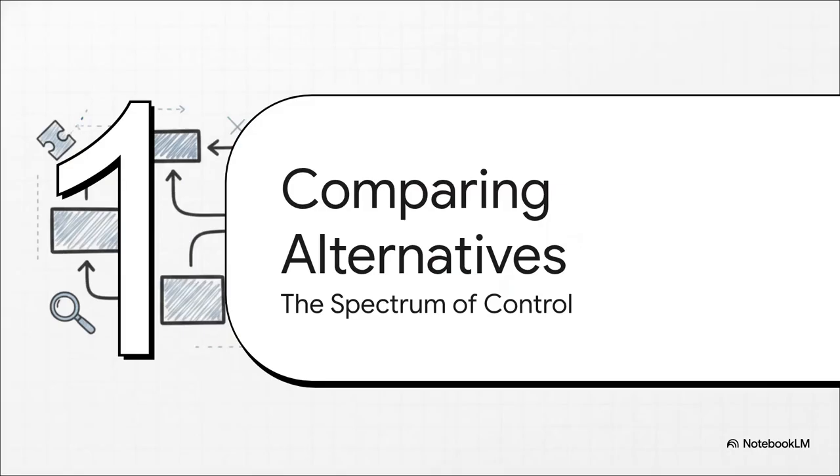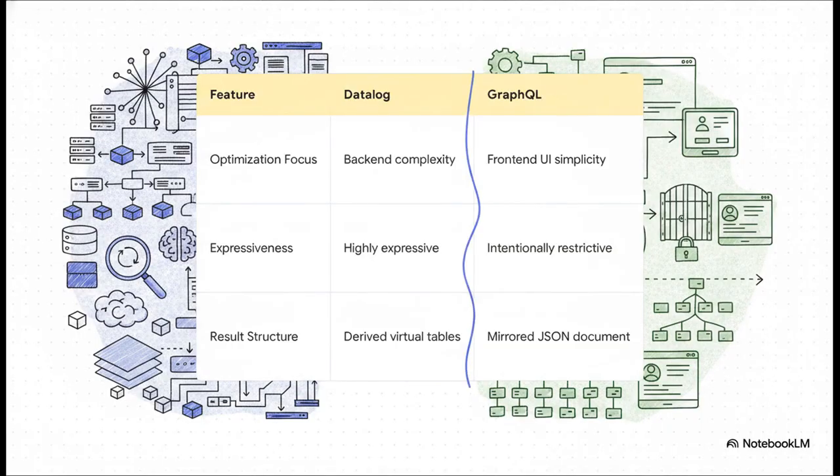Moving into Section 4, let's compare these alternatives and look at this spectrum of control. So, the absolutely crucial takeaway here is understanding the trade-offs between these two. Just look at the breakdown. Datalog is entirely focused on back-end complexity. It gives your internal systems this highly expressive, recursive power, and it returns data as derived virtual tables. GraphQL is the exact opposite. It's all about front-end UI simplicity. It is intentionally restrictive to protect your servers, and it returns a perfectly mirrored JSON document tailored exactly for what the screen needs.